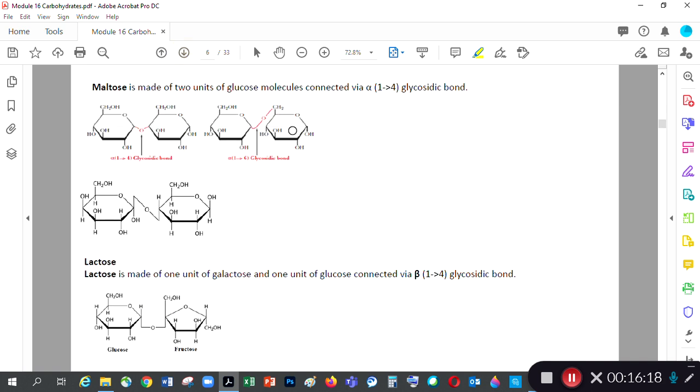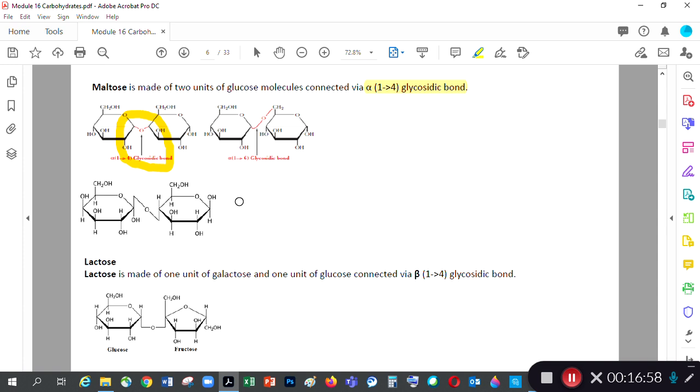So now let's go further here. Those are maltose, lactose, and sucrose. You will see maltose is 2 units of glucose connected via an alpha 1,4 glycosidic bond. So they are alpha, connected by this alpha 1,4 glycosidic bond, and you can see it here. This is the bond here. This is the alpha 1,4 glycosidic bond. Correct? That's maltose, 2 units of glucose.